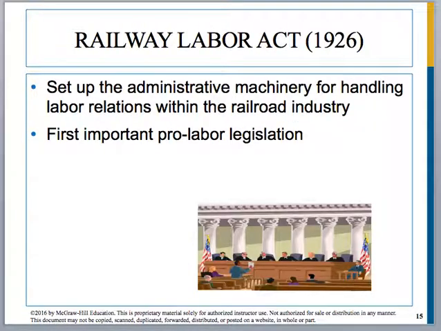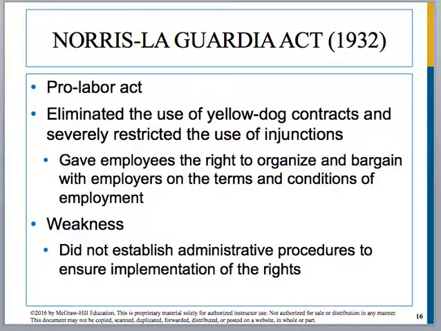In 1926, the Railway Labor Act was set up as administrative machinery for handling labor relations within the railroad industry. Remember, I mentioned railroad earlier. And this was the first important pro-labor legislation that was put into play. So read more about that in your textbook and also research online. 1932, we have our Norris-LaGuardia Act, a pro-labor act. This eliminated the use of yellow dog contracts and severely restricted the use of injunctions.